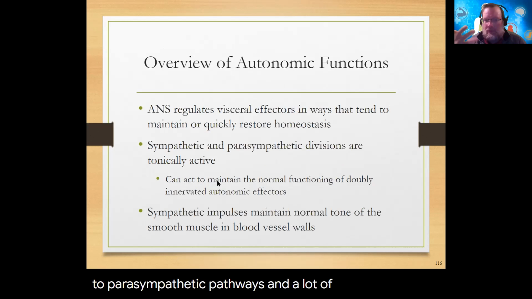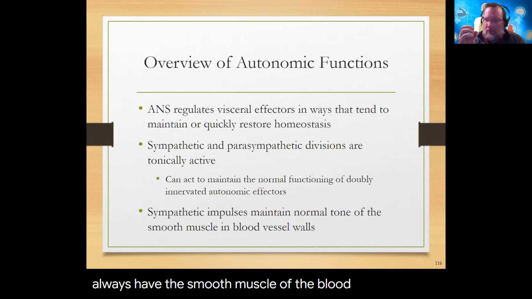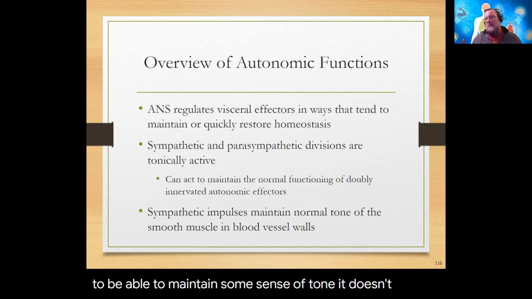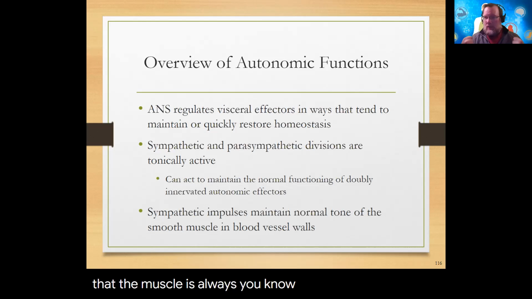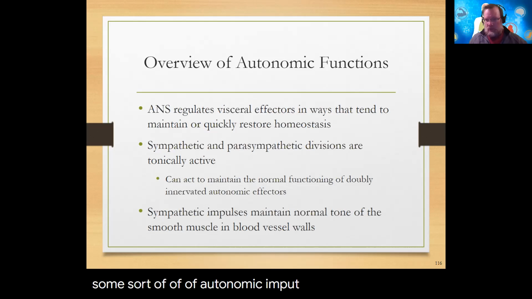And again, a lot of what we're doing is maintaining tone. We need the smooth muscles of our blood vessel walls to always maintain some tone, just like we need our skeletal muscles to be able to maintain some sense of tone. It doesn't mean that the muscle is always in some sort of contracture. It just means that there's always going to be some sort of autonomic input to skeletal muscle, as well as certainly our smooth and cardiac muscle.